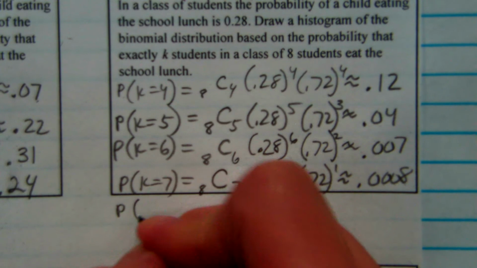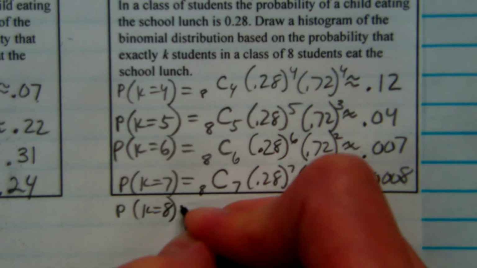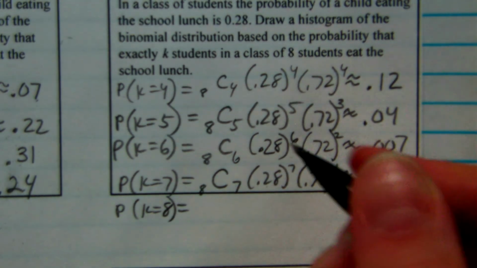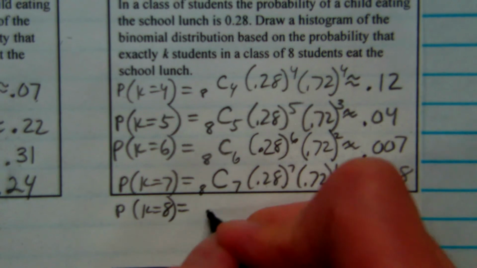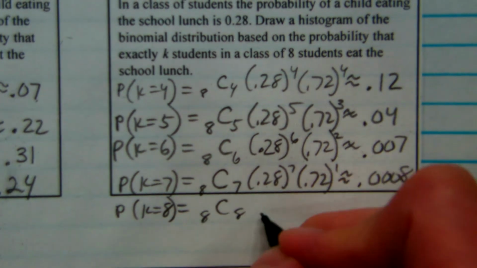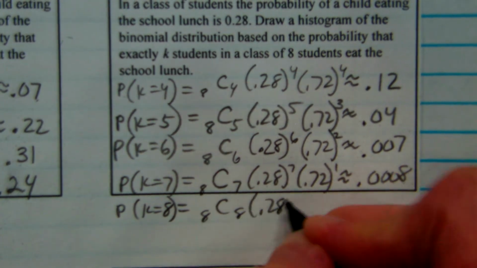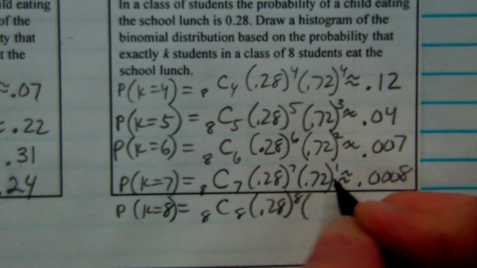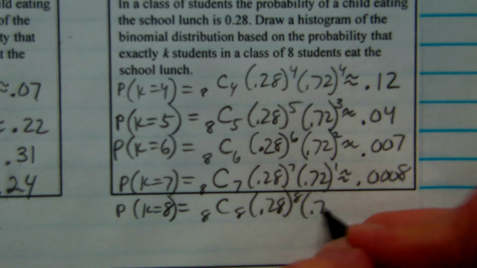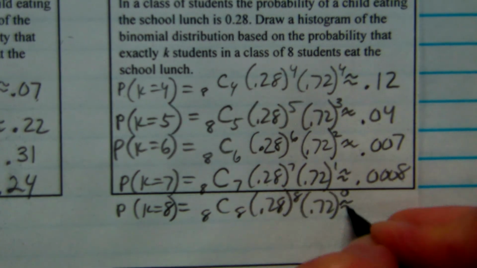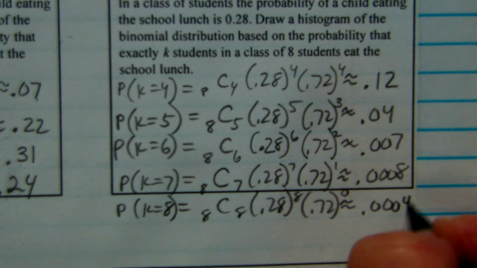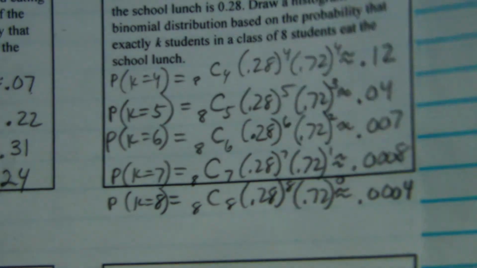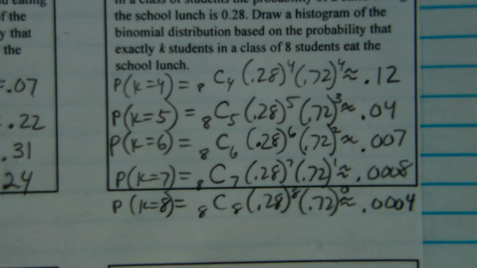And then we do the probability of all 8 kids eating. Since normally, on a normal day, it's 28% on average, this is not going to be very high. So we'll put in 8 for that power, 0 for this power, and this one comes out 0.0004.